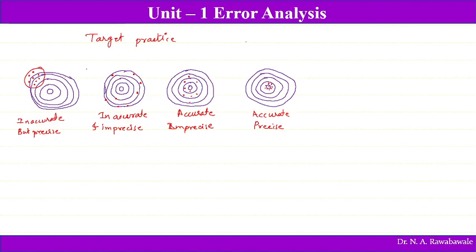In the third case, these are scattered about the center but not close to each other. So accurate but imprecise. In the fourth case, all are very close to the center and close to each other. So that's why these are accurate and precise. This is what accuracy and precision are about.